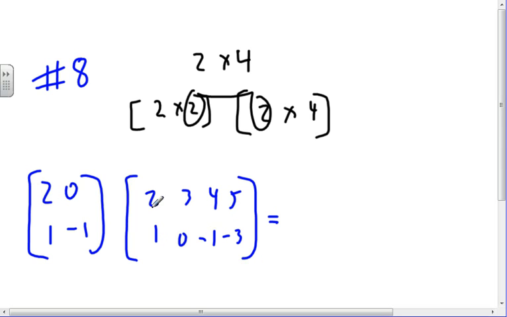First row, first column, 4. First row, second column, 6. First row, third column, 8. First row, last column, 10. Second row, first column, 1. Second row, second column, 3. Second row, third column, 5. Second row, last column, 8.